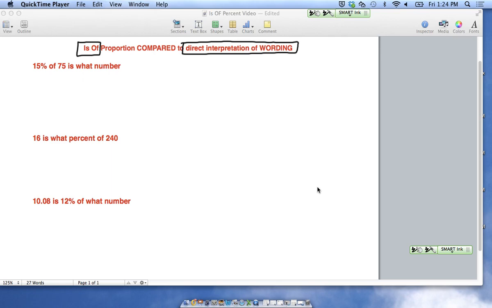15% of, so 15% is 15 over 100. The word "of" goes along with multiplication. 15% of 75 stands for equal. What number is x? The proportion to go along with the is-of scenario is is over of equaling your percent over 100.